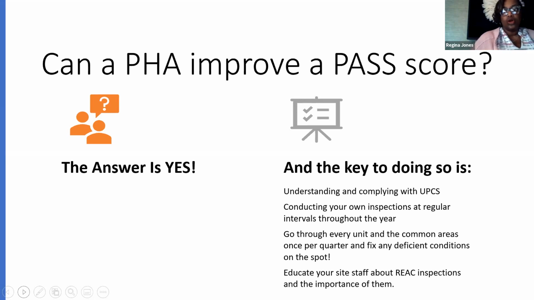Make sure you go through every unit and the common areas once per quarter and fix any deficiencies on the spot. Don't wait. Do it when you see it. And more importantly, educate your staff about REAC inspections and the importance of them, because that's your scorecard. And you want to be at that 90 to 100%.